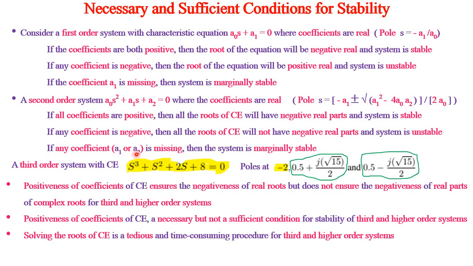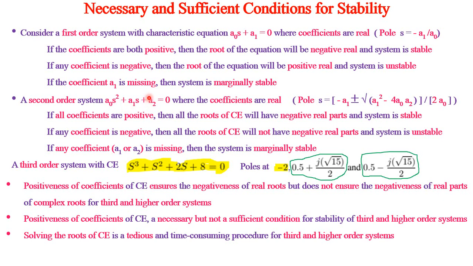Suppose a coefficient a1 or a2 is missing. For example, a1 is missing means a0 s square plus a2 equal to 0, or a0 s square is minus a2, or s square is minus a2 by a0, or s is equal to plus or minus j into root of a2 by a0. That means non-repeated roots on the j omega axis. That means the system is marginally stable.